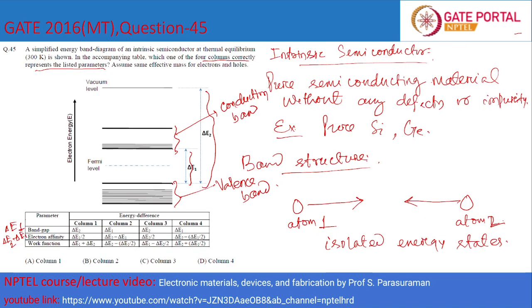So the vacuum level here is delta E2, and this is our Fermi level. So this work function will be delta E2 minus this much, which is delta E1 by 2. So column 2 has all the right answers, so the answer for this will be column 2.